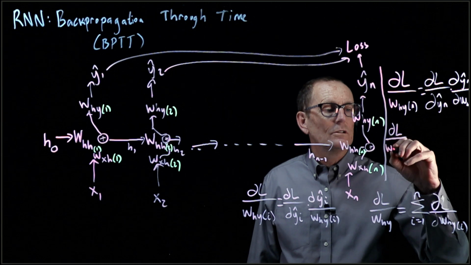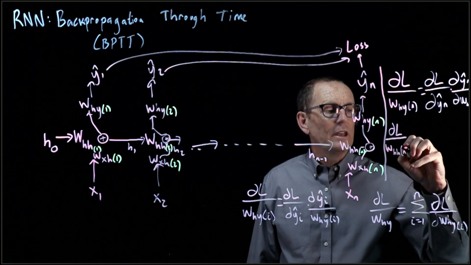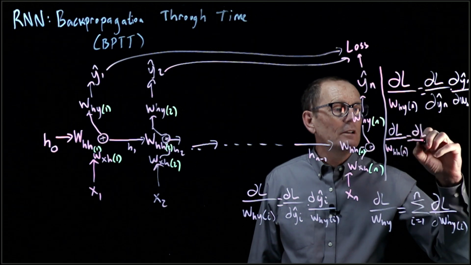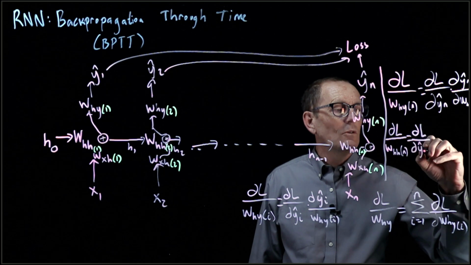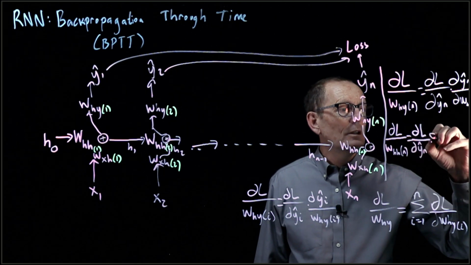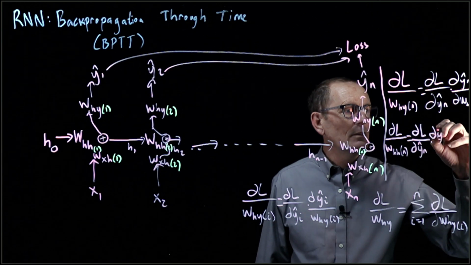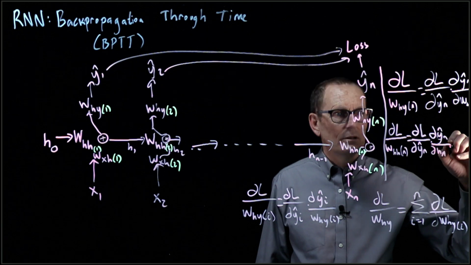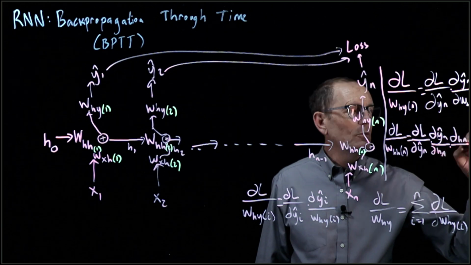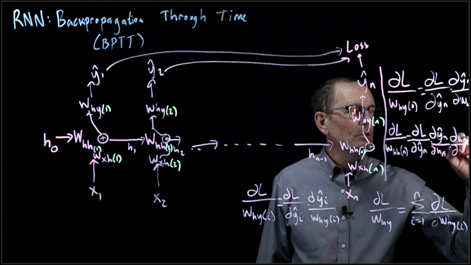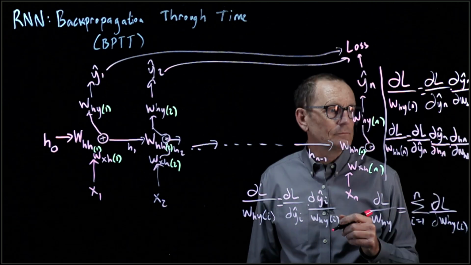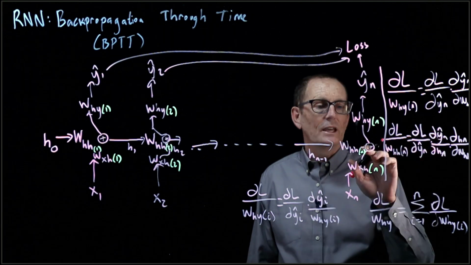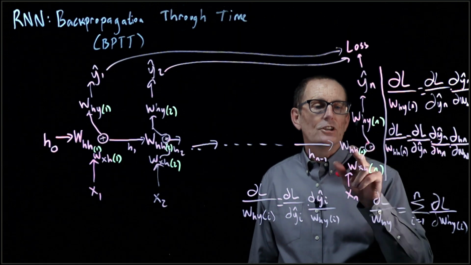So now let's look at the partial derivative of L with respect to WHH of n. And that's just going to be the partial derivative of L with respect to y hat sub n times the partial derivative of y hat sub n with respect to h sub n times the partial derivative of h sub n with respect to WHH of n. So we've computed the partial derivative of L with respect to Hn, and then from there, Hn to WHH.